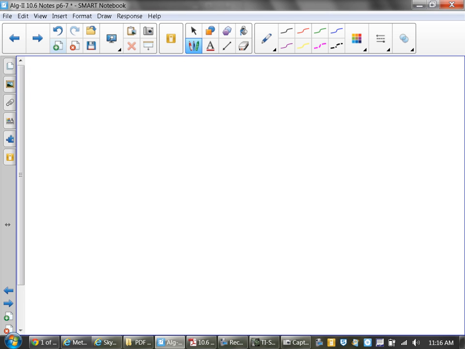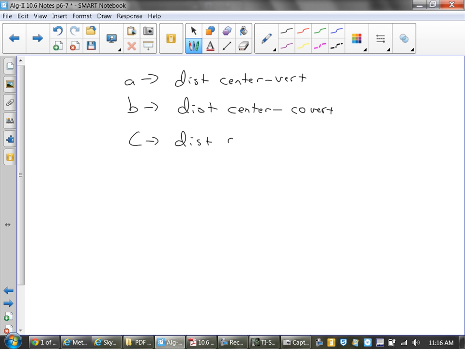This is the important stuff you need to know. A is the distance from center to vertex. B is the distance from center to co-vertex. And then C was the distance from center to focus. That doesn't change for either the ellipse or the hyperbola.